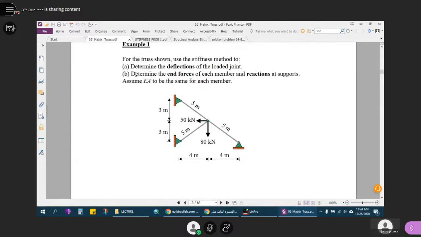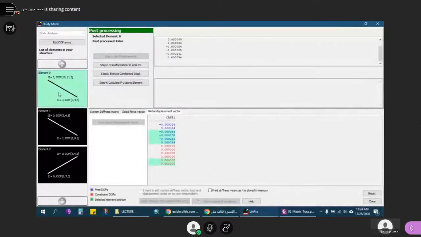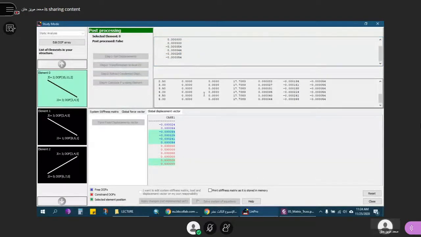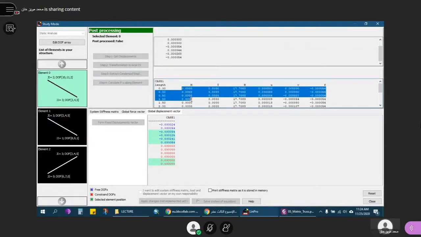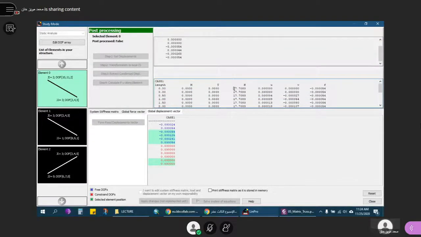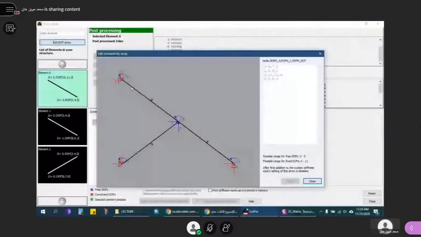So now again go to element 0, get displacements. This is the displacement of element 0. Degree of freedom 0, 1, 2, then degree of freedom 3, 4, and 5. Then transform, extract condensed displacement, and calculate the force along the element. As you can see, the moment is 0, the shear is 0, and we have the axial force 17.7. So I know the force along element 0 is 17.7 kilonewton. Let us see what element 0 is in our case. This is element 0.